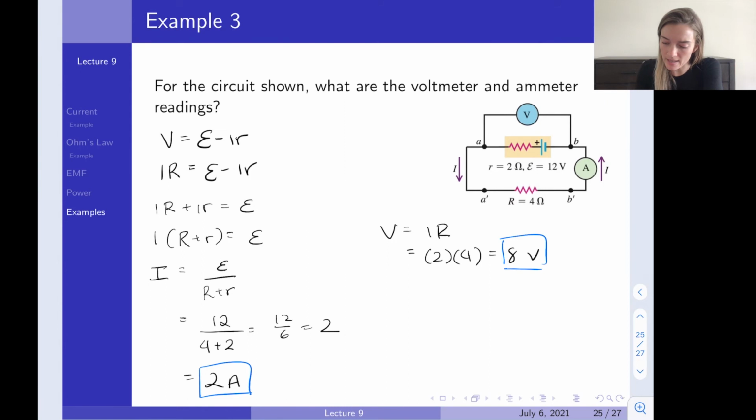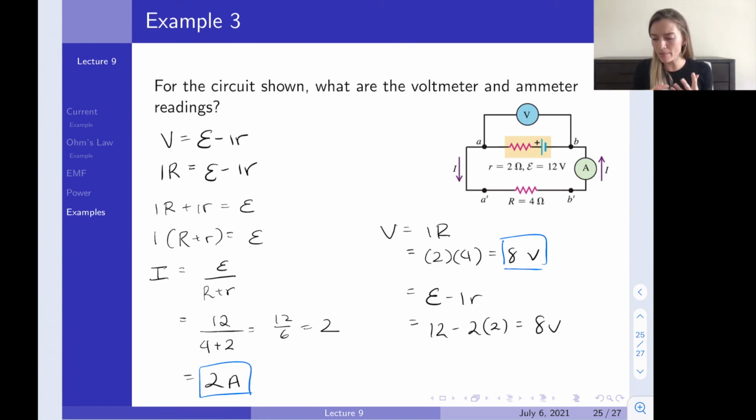Or you can look at it from this side of the equation and say, as it gets moved up that potential hill by the battery, how much potential is the battery supplying? You can say it's the EMF minus the current through the circuit times the internal resistance, and you'll get the same answer. 12 minus the current, which is 2, times the internal resistance, which is 2. So it's just 12 minus 4, which is 8. So either way, you get 8 volts.